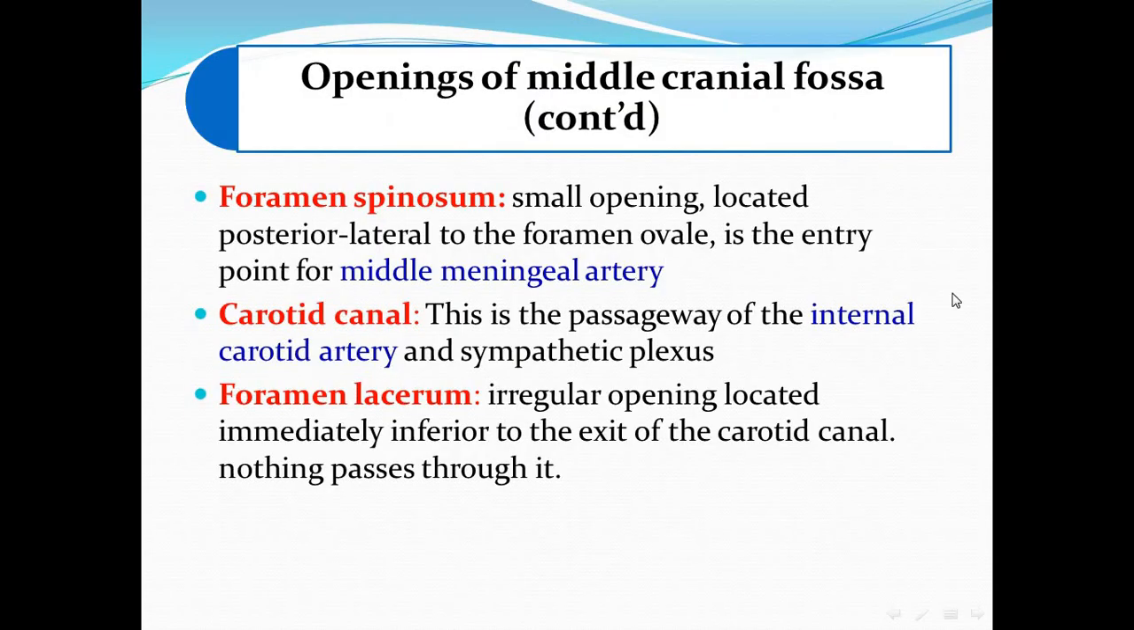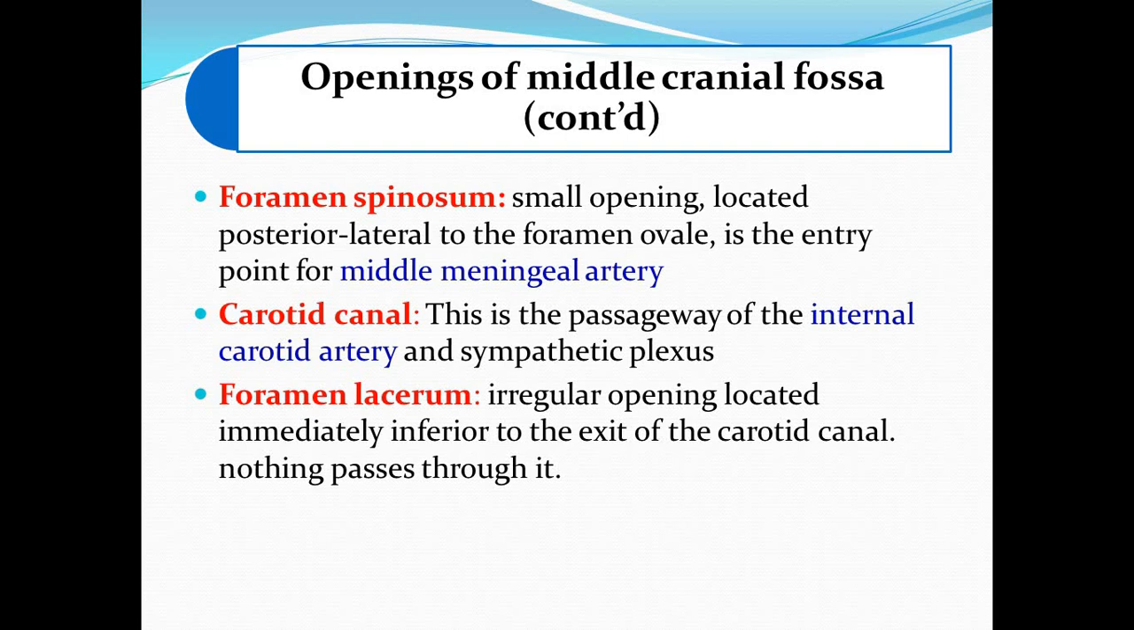Other openings of the middle cranial fossa include foramen spinosum. This is a tiny opening, very small, located on the posterior lateral area of the foramen ovale, and this is the entry point for the middle meningeal artery, which is one of the arteries that supplies the meninges with blood. Carotid canal, this is one of the most important openings, and this is the passageway of the internal carotid artery and sympathetic plexus. This is not just a simple foramen, it is a canal within the skull base.